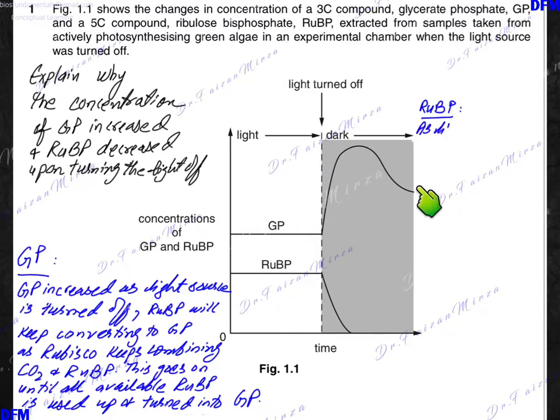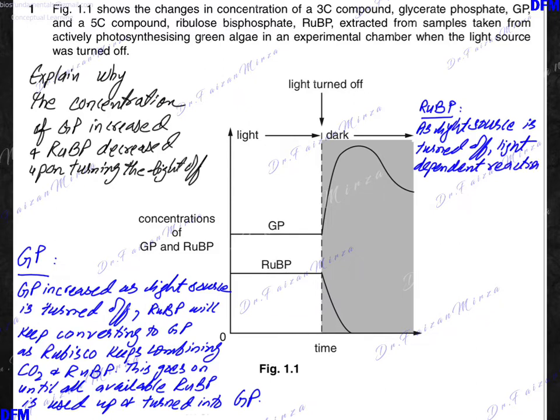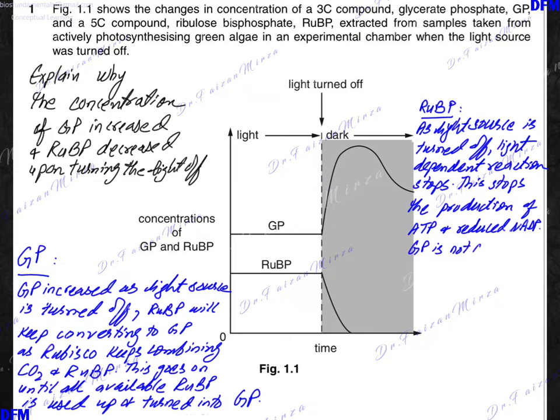Until all the GP is being used, all the RuBP is being used up. What about RuBP? You can see its concentration just drops down. Its concentration drops down because as the light source is turned off, the light dependent reaction stops, and when the light dependent reaction stops, this stops the production of ATP and reduced NADP. And we know ATP and reduced NADP are mandatory for converting GP into TP.